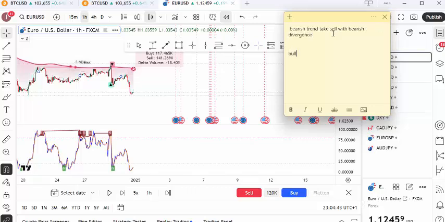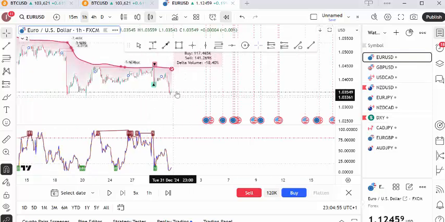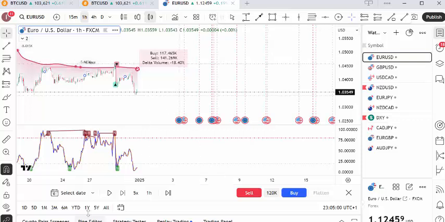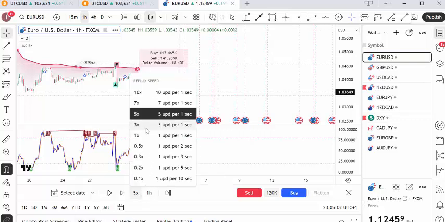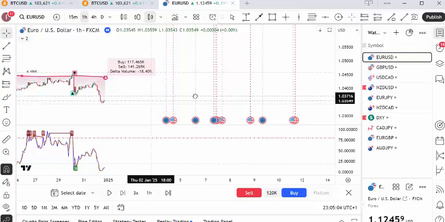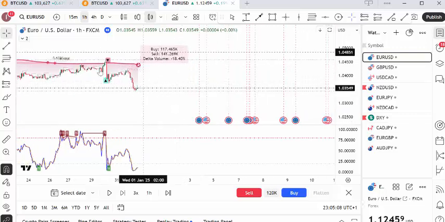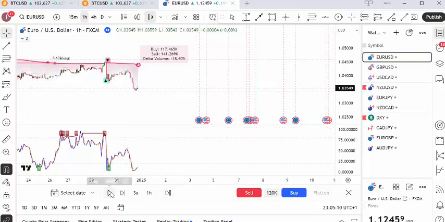Okay. Bullish trend, take buy with bullish divergence. Okay, that is it. So right now I'll just play this back. The playback speed, I'll just reduce it by 3, and let's take it slow and see how the whole setup will end. So I'll start it.